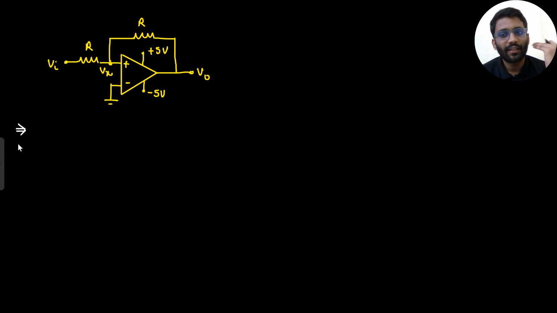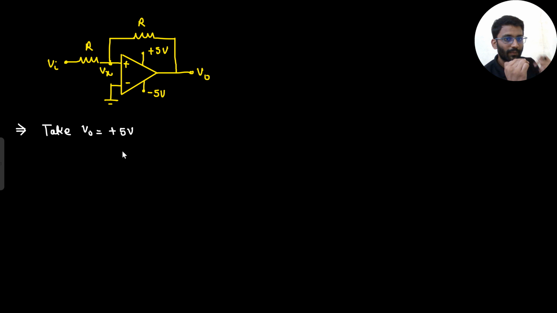But let's solve it in a general way. So how do we solve it in GATE? First we assume our output. We say let's assume V naught is 5 volt. Take V naught equals to 5 volt. After taking V naught equals to 5 volt, what do we do? Now we try to make V naught equals to minus 5. So at what condition will my V naught be minus 5? This is what we try to do.